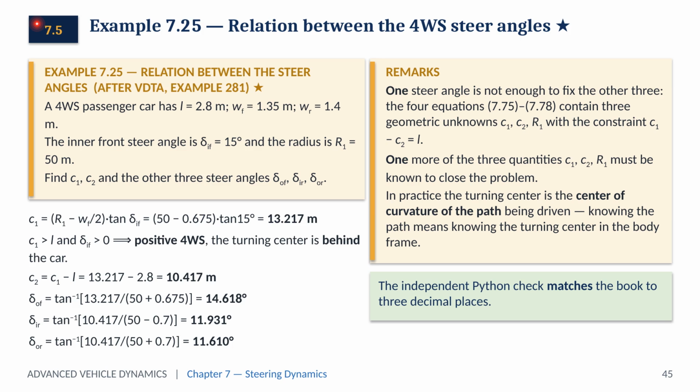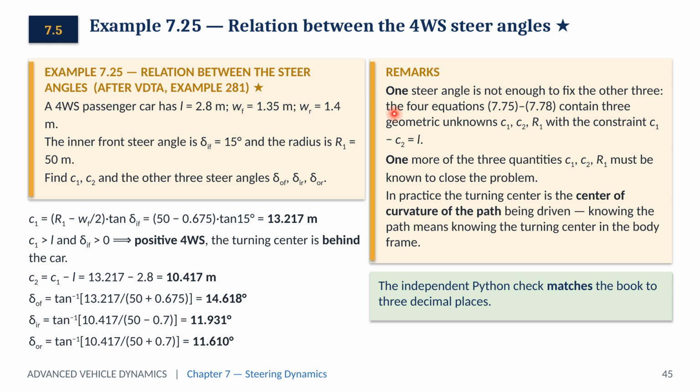Example 725 takes a 4WS passenger car with a wheelbase of 2.8 meters, front and rear tracks of 1.35 and 1.4 meters, an inner front steer angle of 15 degrees, and a radius of 50 meters. First, C1 equals 50 minus 0.675 times the tangent of 15 degrees, that is 13.217 meters. Since C1 exceeds the wheelbase, this is positive 4WS with the turning center behind the car.